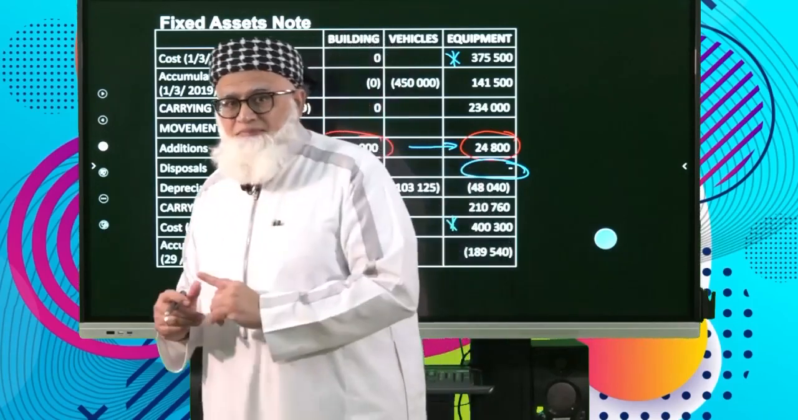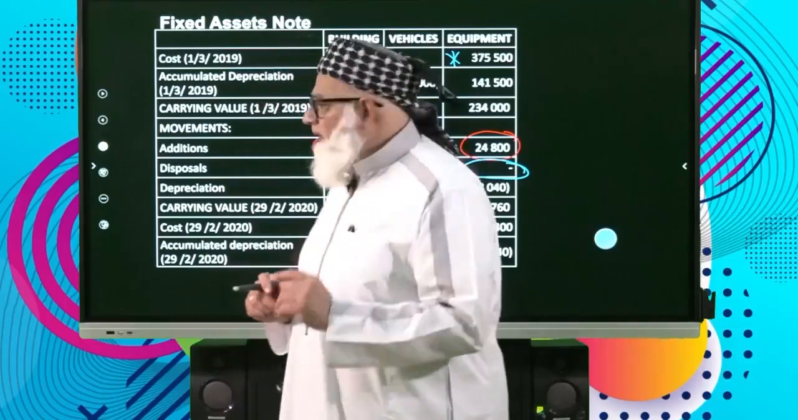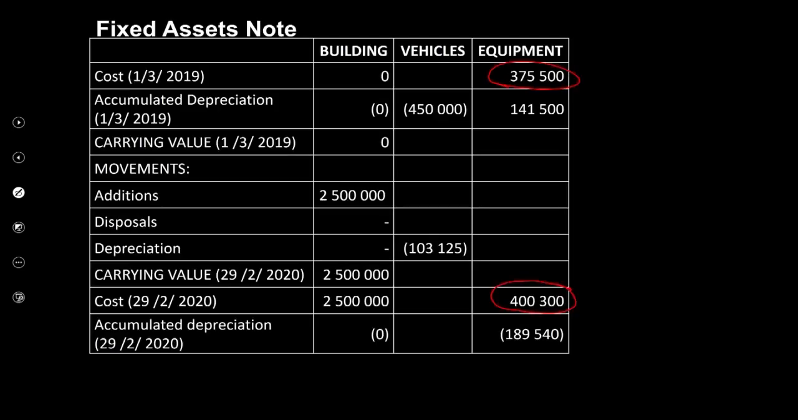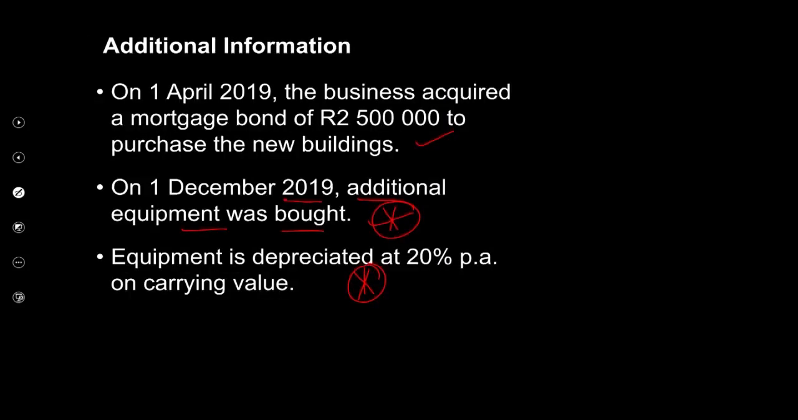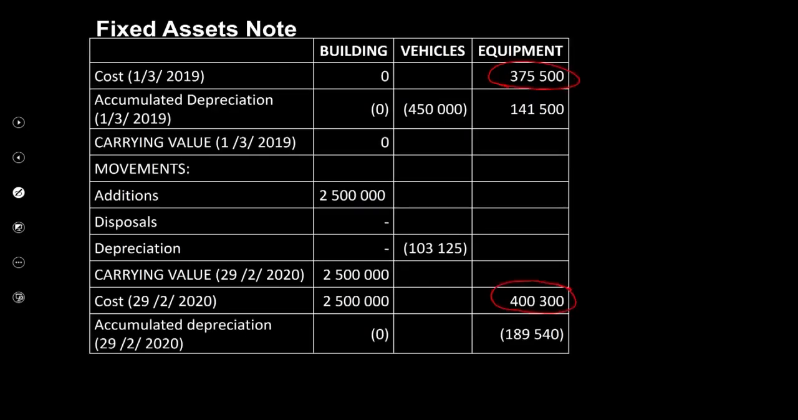Right, next step. What are we expected to now do? We are expected to calculate the depreciation on the equipment. What do we know about this? We are told here that depreciation on equipment is calculated at 20% per annum on the carrying value. Okay, so immediately I say fine. Let me go in and do my depreciation calculation.